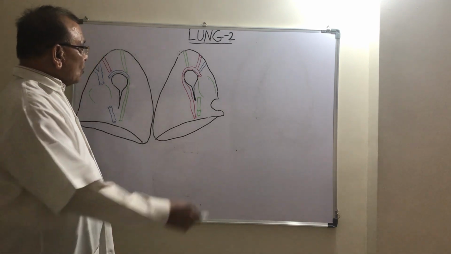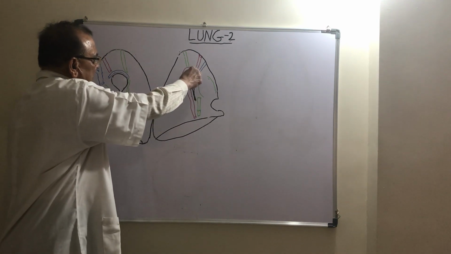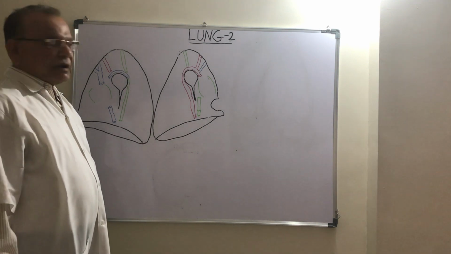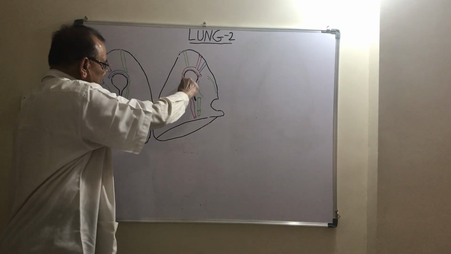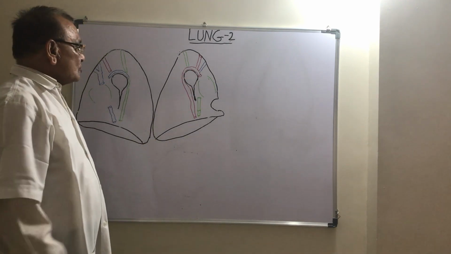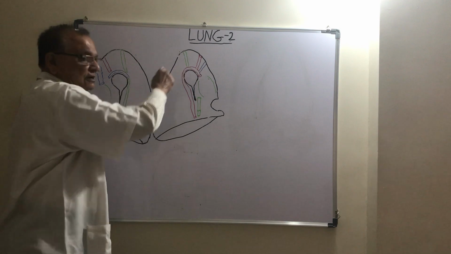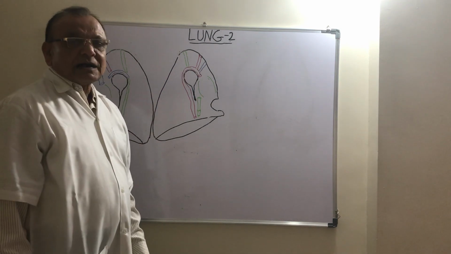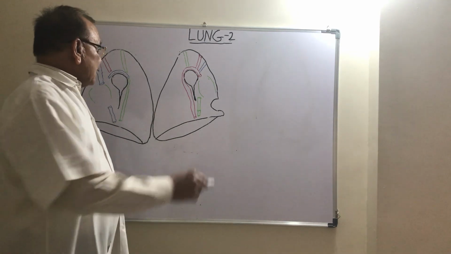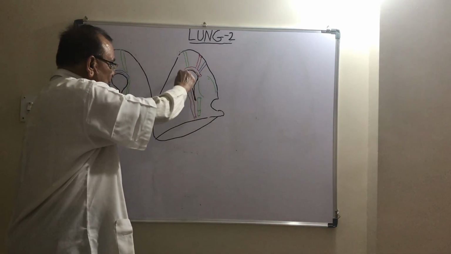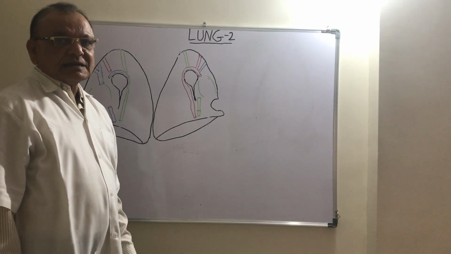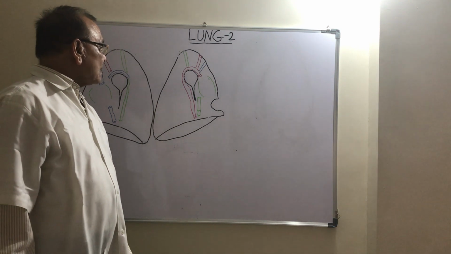Now, above the hilus, there is an arch groove, and this arch groove is continuous with the vertical groove behind the hilus. So the arch groove above the hilus is produced by the arch of aorta, and the vertical groove behind the hilus is produced by descending thoracic aorta.